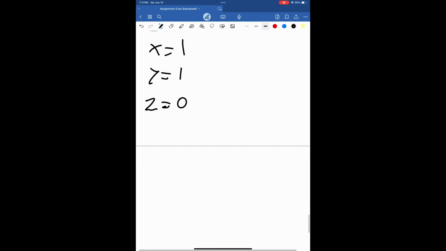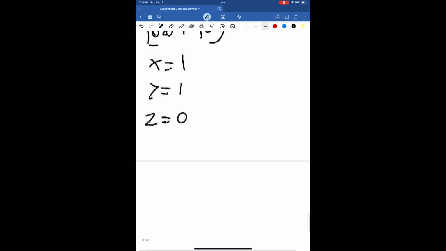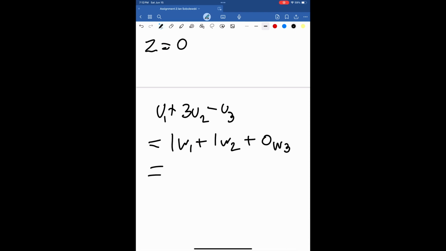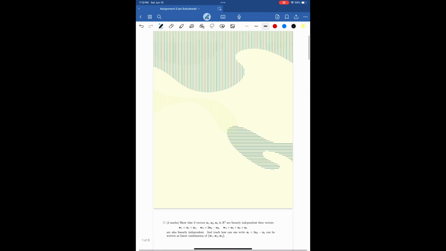So now we got scalars that prove that u1 plus 3u2 minus u3 equals 1 times w1 plus 1 times w2 plus 0 w3, and so that equals just w1 plus w2, which I think would probably be the easiest way to show.